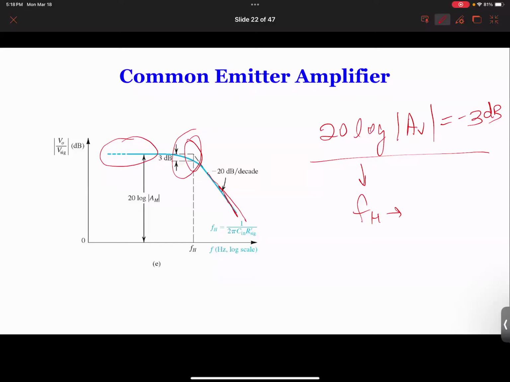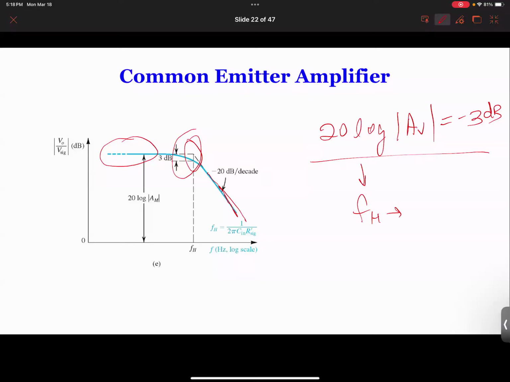It's no good. So you need to design your FH to be at least 1 decade, as we call it, above your desired frequency band. So this will work. Now, by Wednesday, we're going to talk about low frequency response, which means if your frequency is too low, it also is going to attenuate. So this middle band is where you want your circuit to work.